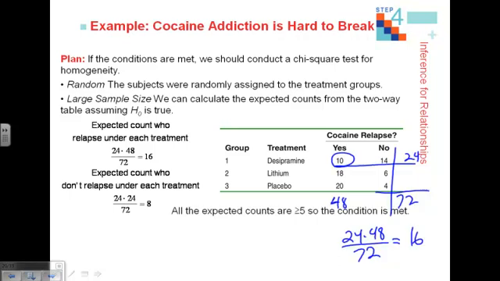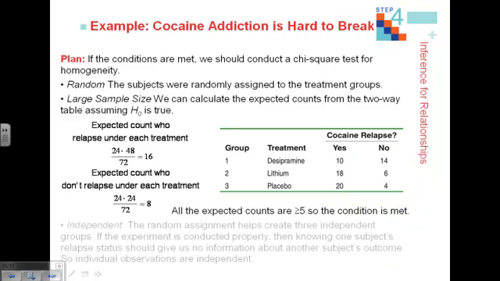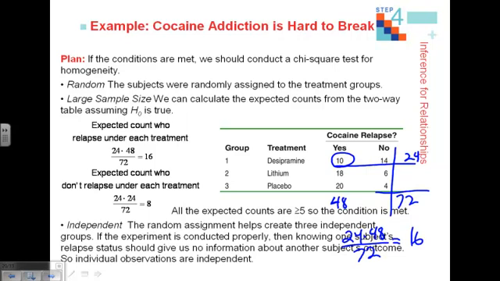All right. So all the expected counts are greater than 5, so our condition is met. Last question is, do we have independence? Meaning, is the population that we're working with bigger than at least 10 times our sample size? Do we think there are at least 720 cocaine addicts that would like to become clean? No. In the whole world? No. I think so. I'm going to guess so.